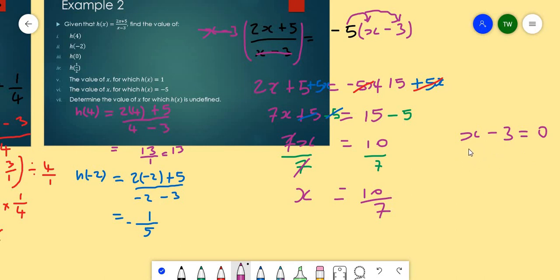So to solve for x, I need to get rid of this minus 3. I'm just going to add 3 to both sides. So I'm going to add 3 to this side, and I'm also going to add 3 to this side. Clearly here, minus 3 plus 3 is going to cancel out. So what I'm left with is just x equal to 0 plus 3. That's just going to give me positive 3. So therefore, the value of x for which h of x is undefined is positive 3. And you can test it. If you replace this x with positive 3, then 3 minus 3 is 0. And we know that we cannot divide by 0, right?